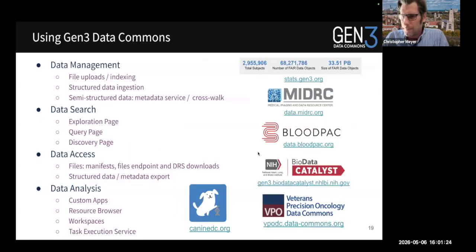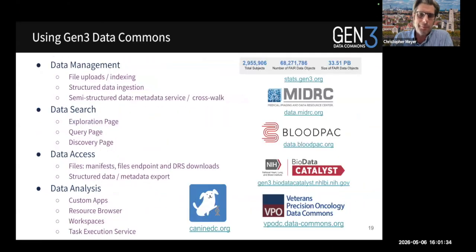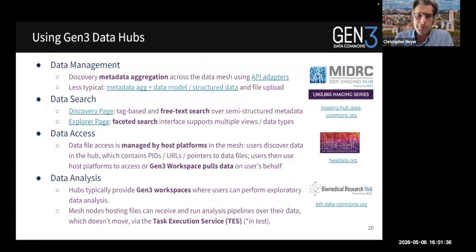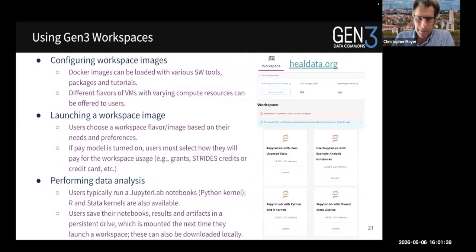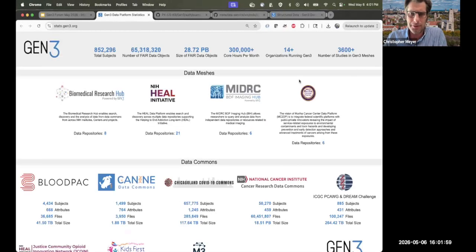Okay, so I think I'm doing okay on time. So just to give you a little preview, I'm just going to go over Gen 3 Data Commons, some features of Gen 3 Data Hubs, and then finally round us out with taking a look at Gen 3 Workspaces. And I'm going to try and touch on each of these four topics, both from an operator and a researcher perspective. We'll see how well I do. But Michael had mentioned stats.gen3.org.